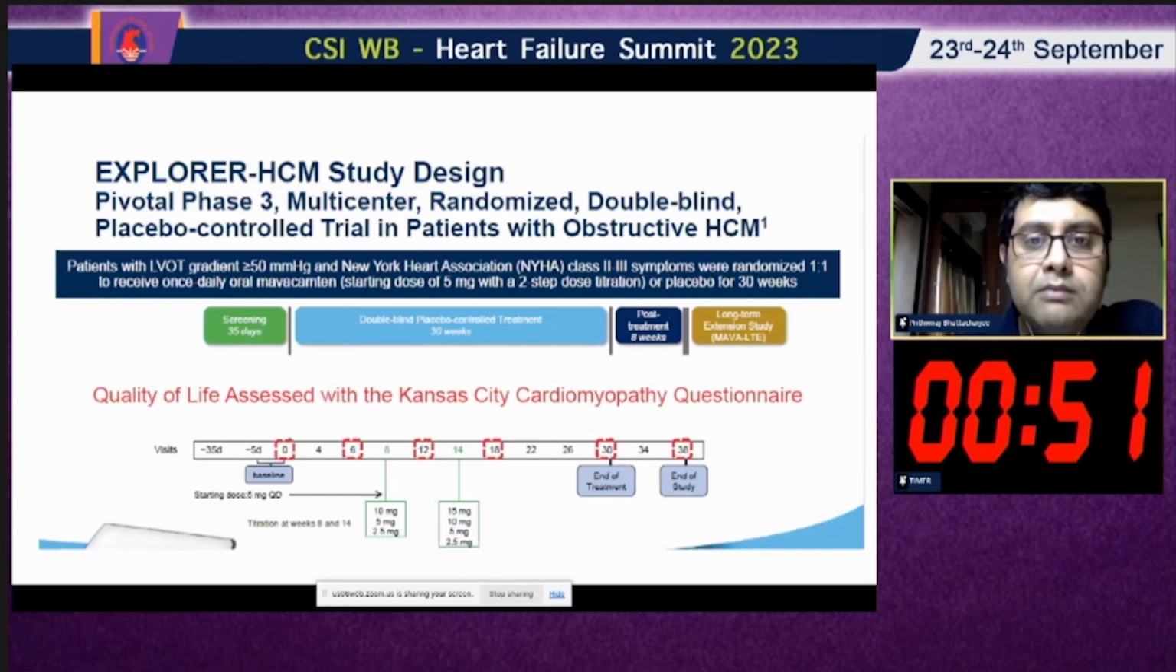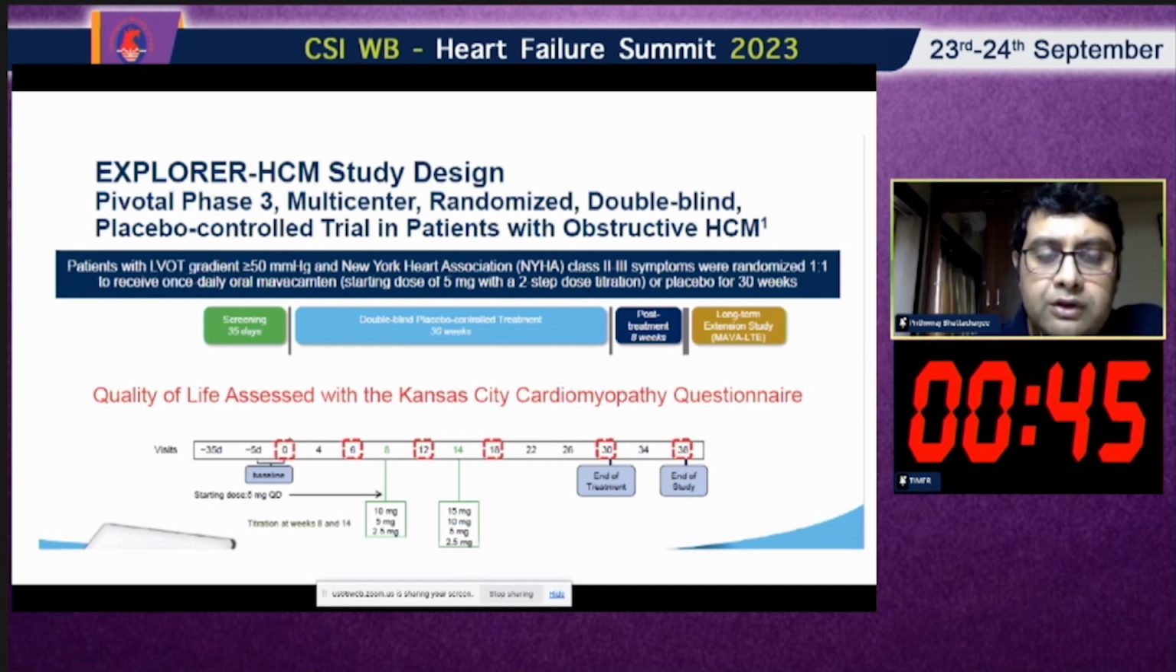It's a pivotal multicenter randomized trial. After a screening period of 35 days, double-blinded placebo-controlled treatment was continued with either mavacamten or placebo for 30 weeks, and post-treatment there was 8 weeks of evaluation. And after that, a long-term evaluation study is also planned.